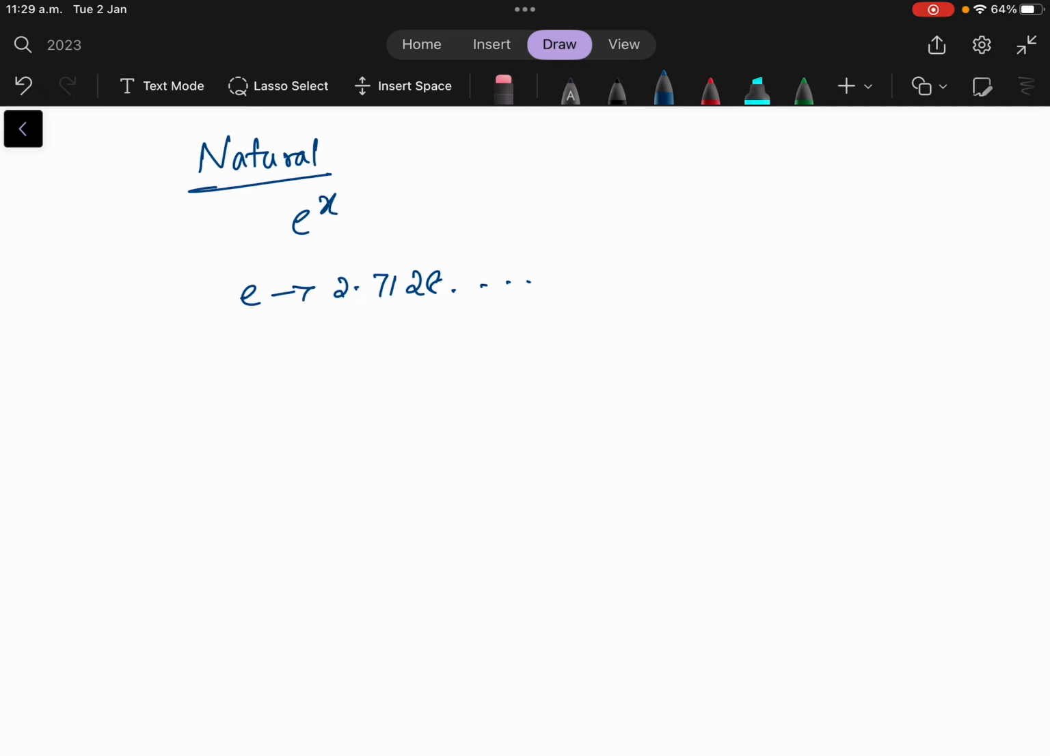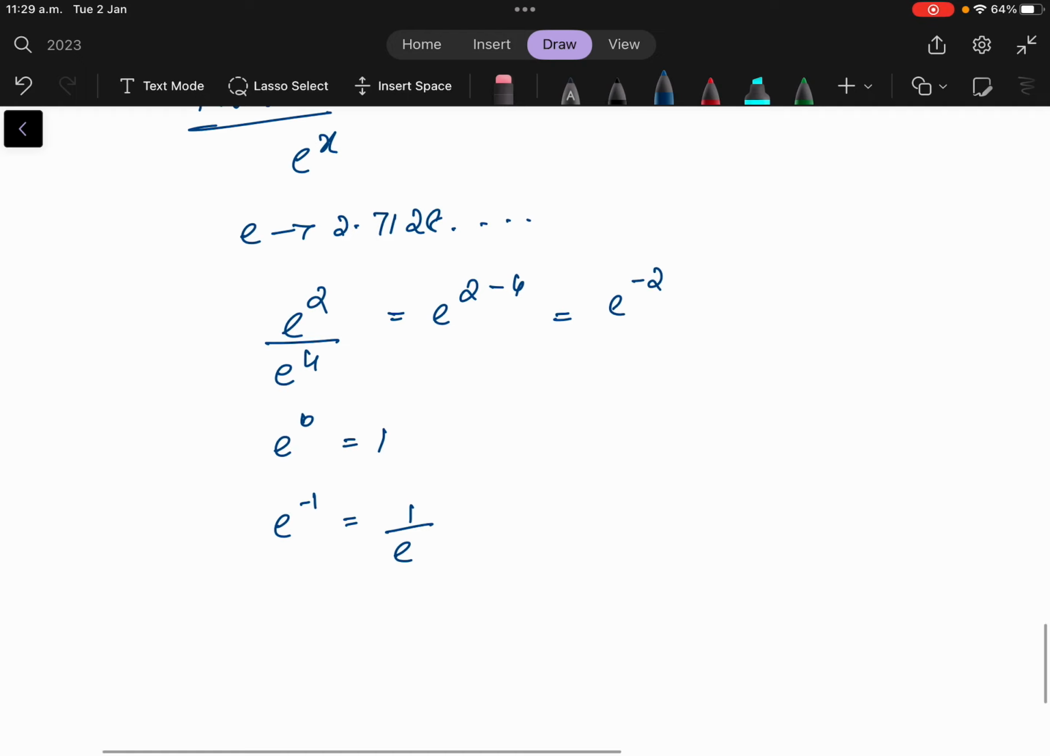For e also, the rules of indices hold good. For example, if you have e to the power of 2 over e to the power of 4, you can write it as e to the power of 2 minus 4, which is equal to e to the power of minus 2. e to the power of 0 is equal to 1. e to the power of minus 1 is equal to 1 by e. So all the rules of indices will work for this also.